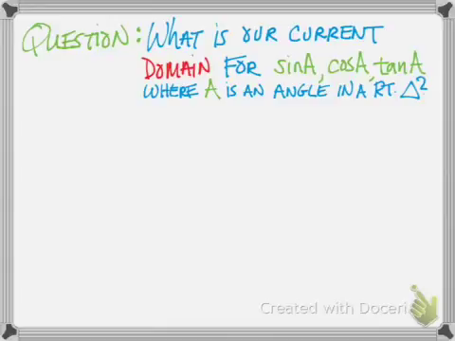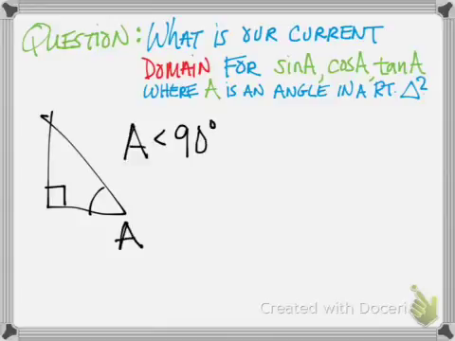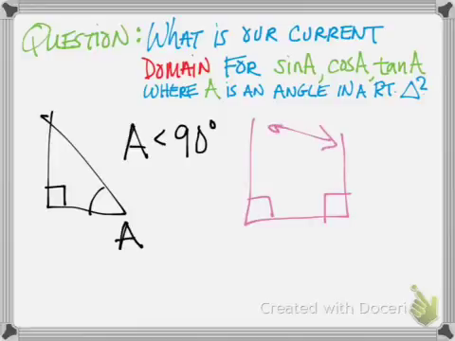So the question is, if I have a right triangle, A is going to have to be less than 90 degrees. If it's not, if I try to fit two 90-degree angles in a triangle, I don't get a triangle, right? These two sides are never going to meet to give me my triangle. So A has to be less than 90 degrees. So our domain is going to be less than 90 degrees. The range, if we think about it, is also going to be restricted.